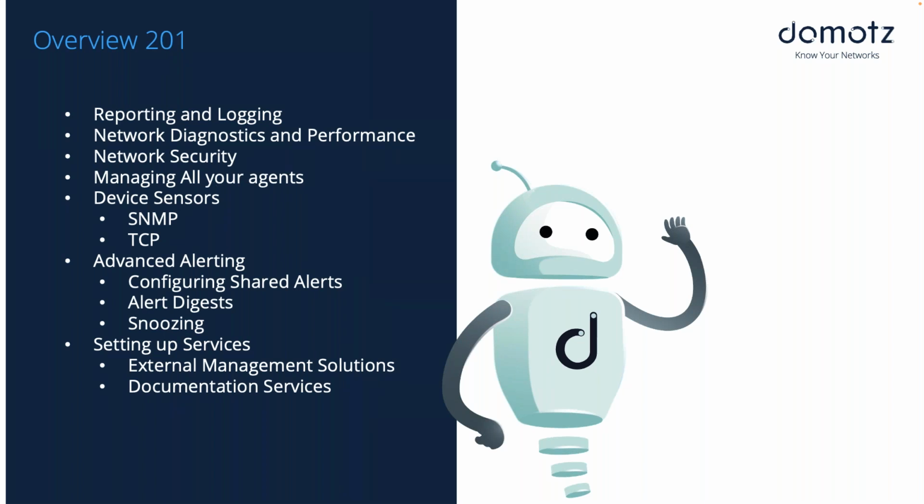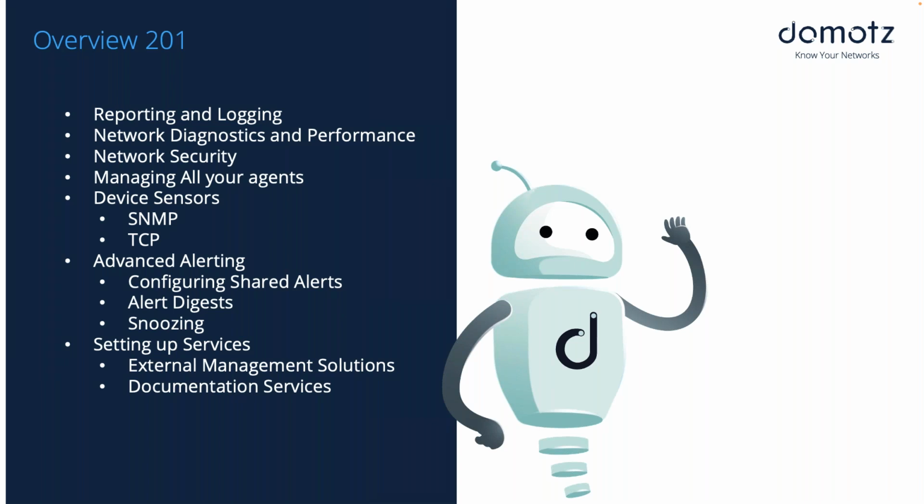In the 201, we're going to go into a little bit more advanced topics, right? Still some of the basics, but things you would probably do after you get familiar with Domotz and how it works. Things like reporting and logging. We'll talk a little bit more about network diagnostics. I touched on it today, so you can at least get a taste of it, but we'll look at how you can utilize those. And of course, we'll go into that network security tab that's under each agent.